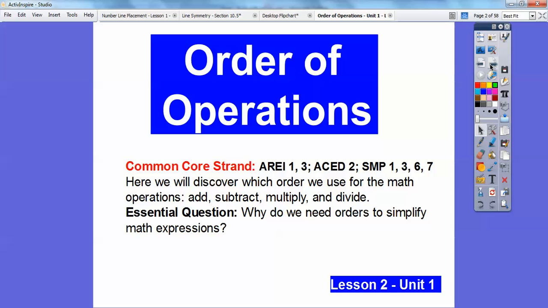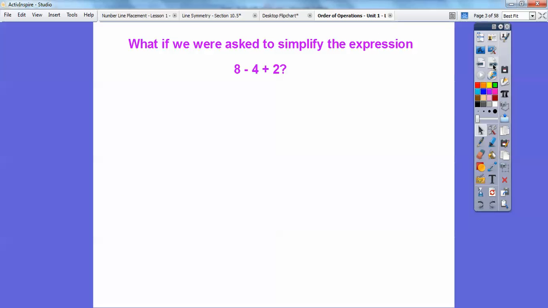And here we're going to discover which order we want to use for operations such as addition, subtraction, multiplication, division. I should probably put in there parentheses and exponent as well, but we'll see some of those. So why do we need orders to simplify math expressions? That would be our question here. So here's an example why. What if we are asked to simplify the expression 8 minus 4 plus 2?